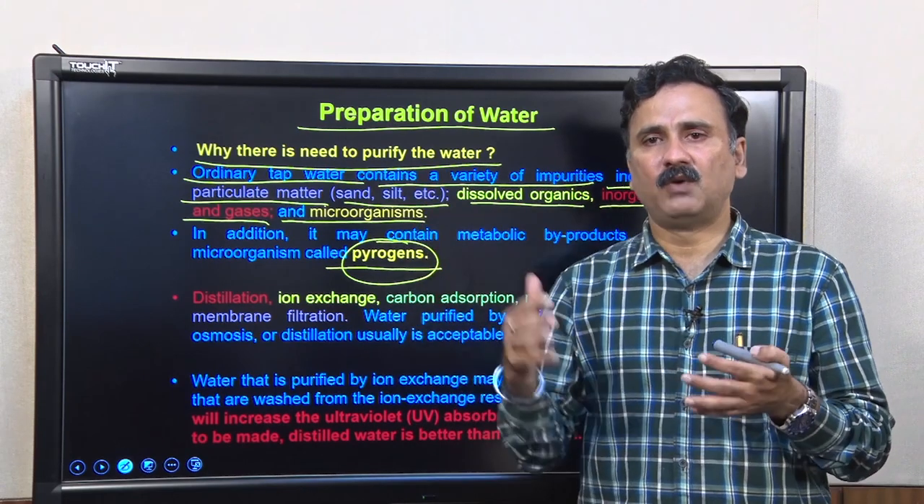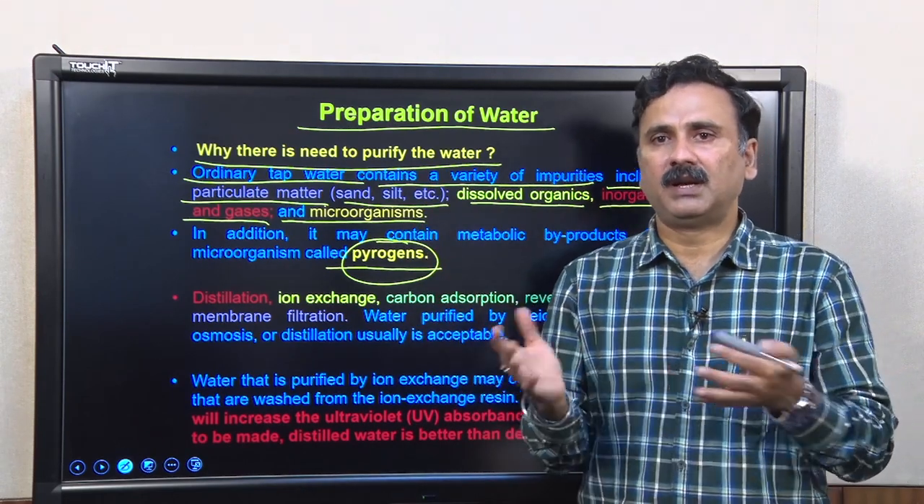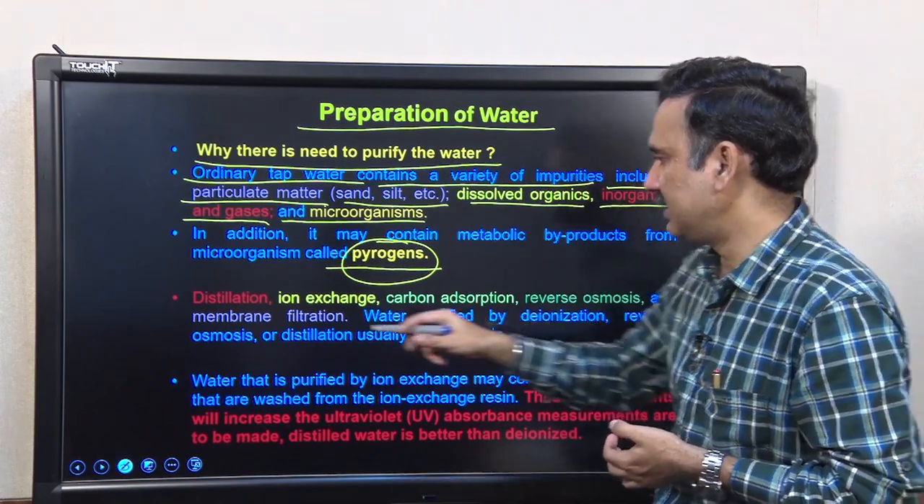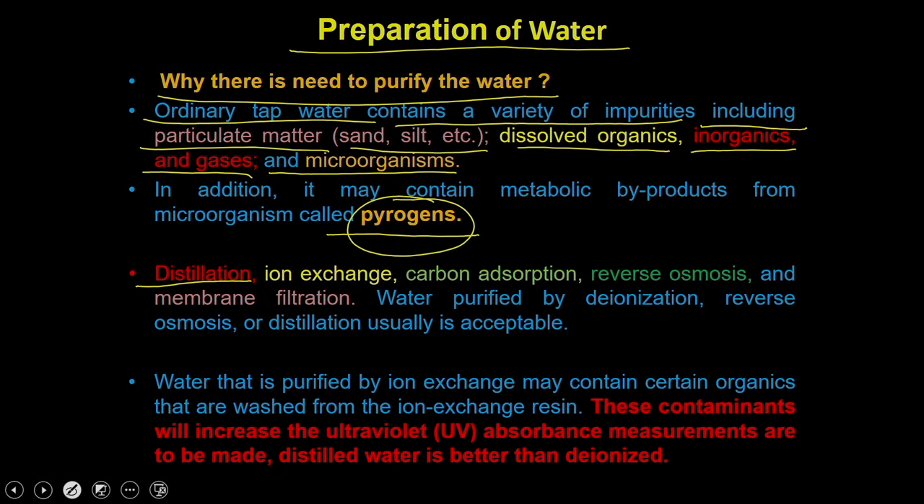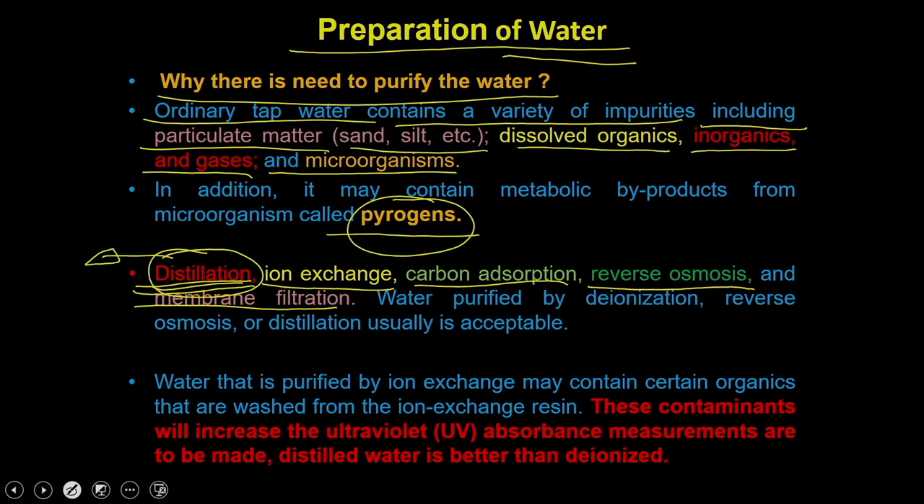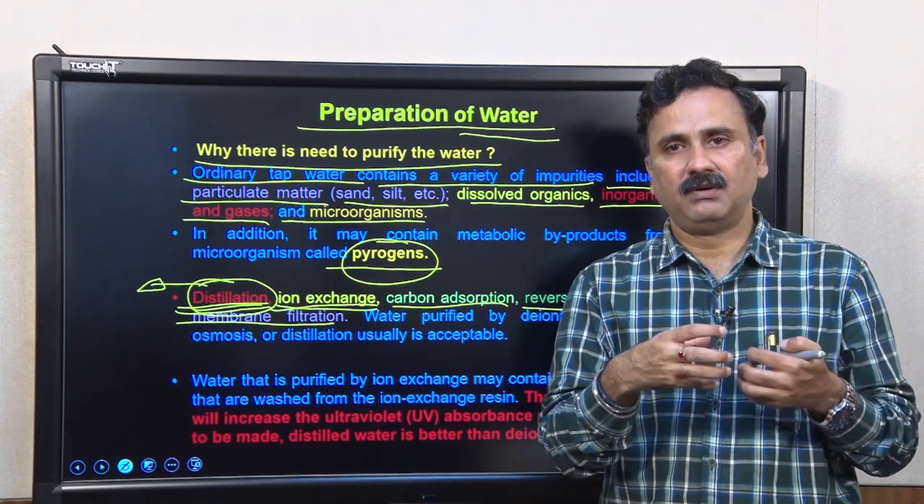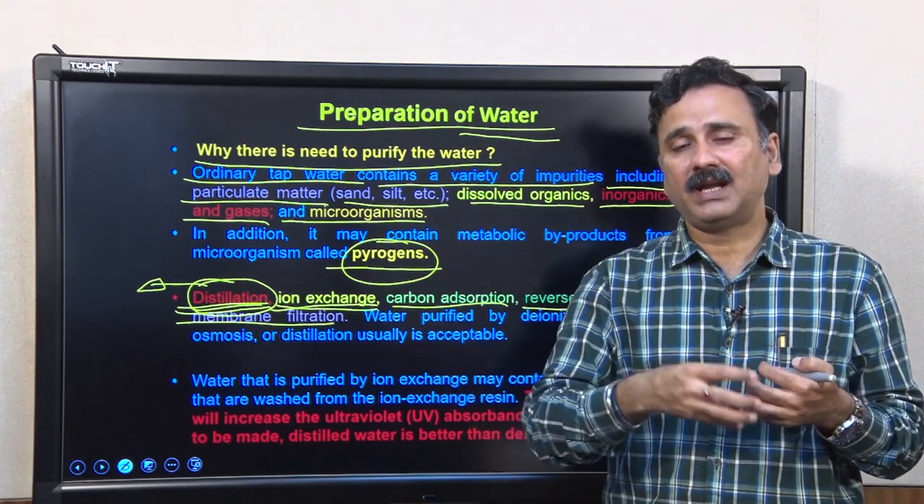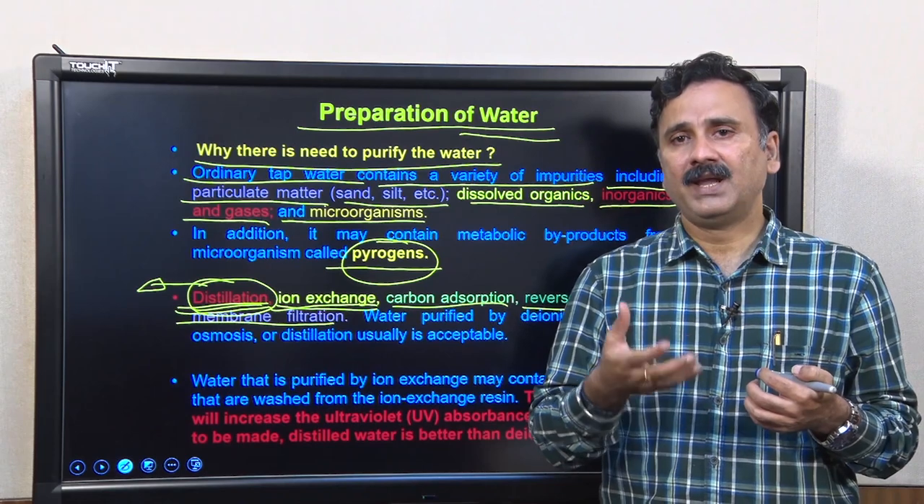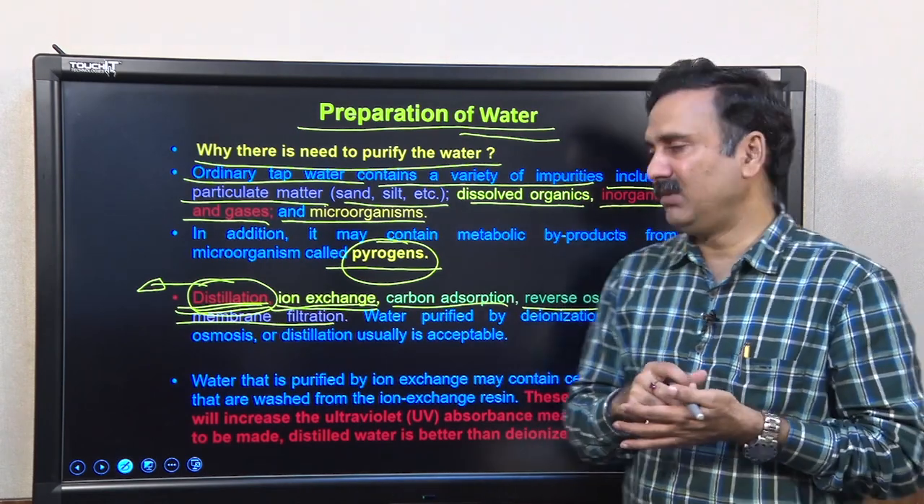For example, if you want to use this water for cell culture purposes, these pyrogens are going to interfere in the cell preparation. There are many ways in which you can prepare the water, for example distillation, ion exchange, carbon adsorption, reverse osmosis and membrane filtration. Distillation we have just discussed, how to use the water distillation units. You can use ion exchange cartridges, which remove the positively as well as the negatively charged ions present in the water, and that makes deionized water, which is used for most biochemical experiments.